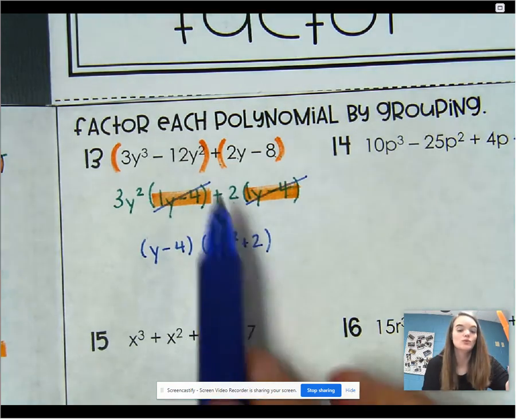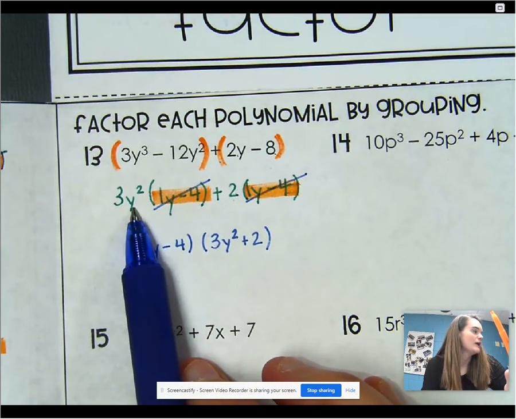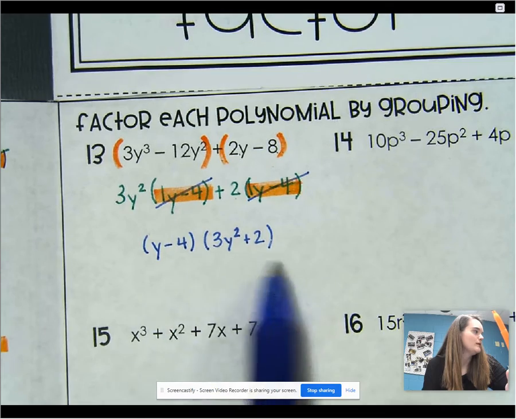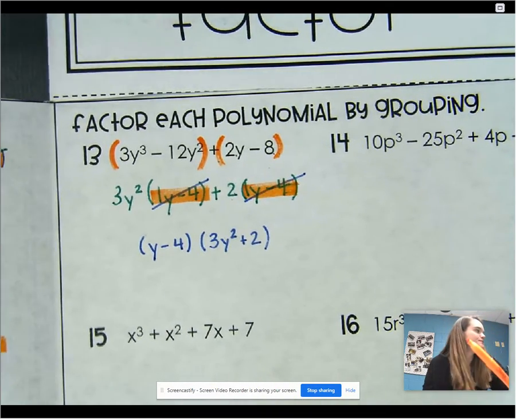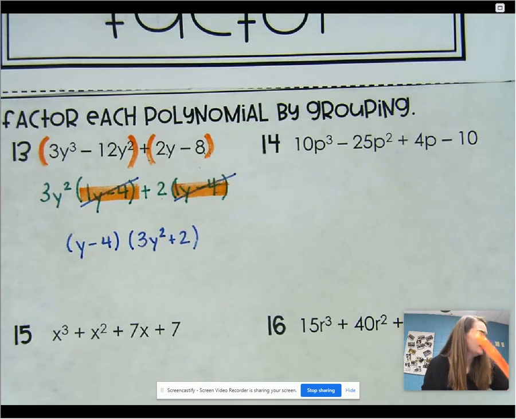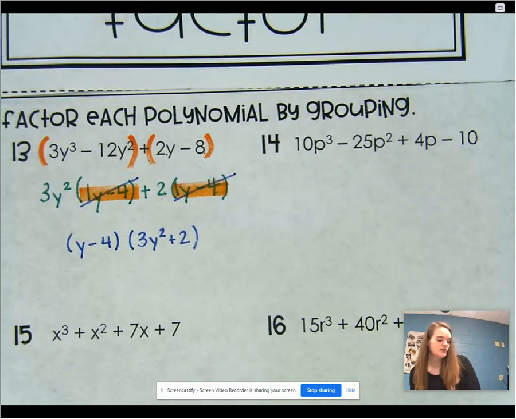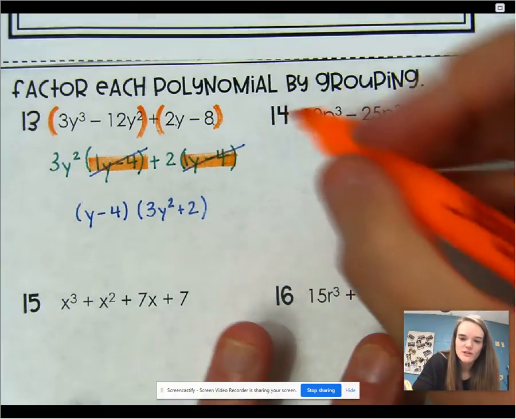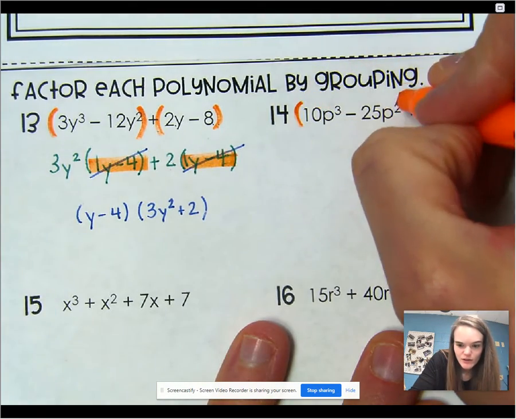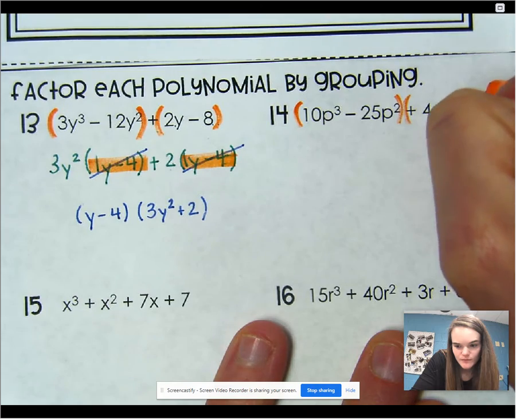So I have to group it, take out the greatest common factor, and separate. And that's what I'm working on. Let's do another example. By the way, in order for this to work, it has to be in standard form. It looks like all of these are, but they might not always be. All right, so let's group number 14. This one, and this one.